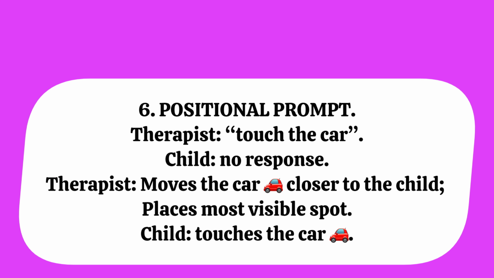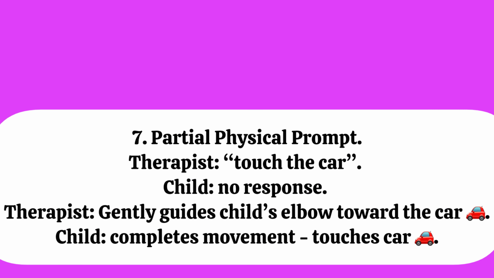6. Positional prompt. Therapist: touch the car. Child: no response. Therapist moves the car closer to the child, places it in the most visible spot. Child touches the car. 7. Partial physical prompt. Therapist: touch the car. Child: no response. Therapist gently guides child's elbow toward the car. Child completes movement, touches car.